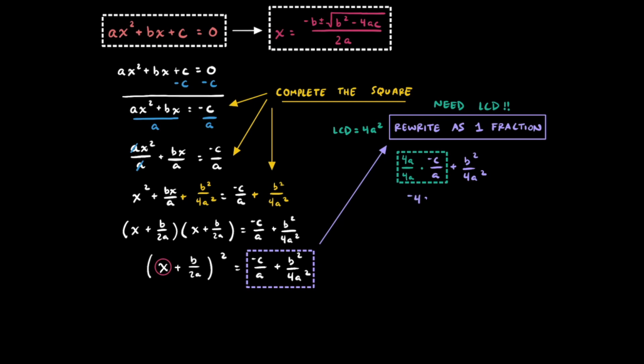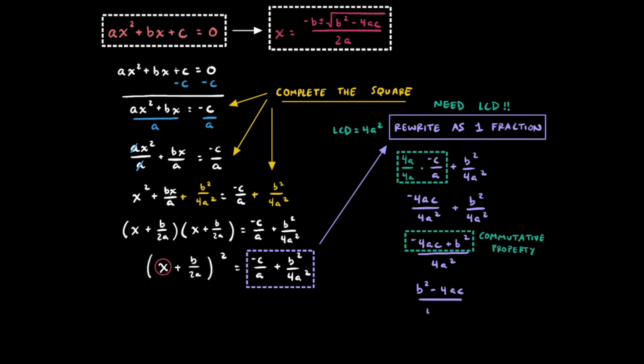Multiplying, we're going to get negative 4ac over 4a squared plus b squared over 4a squared. Now that we have common denominators, we can rewrite this as one fraction and write negative 4ac plus b squared all over 4a squared. Using the commutative property, we can rewrite our numerator as b squared minus 4ac and write that over 4a squared. We're turning the numerator around so it looks more like the quadratic formula.